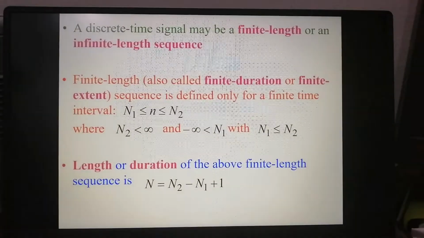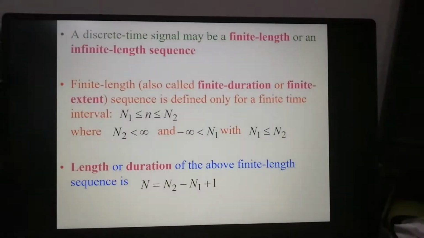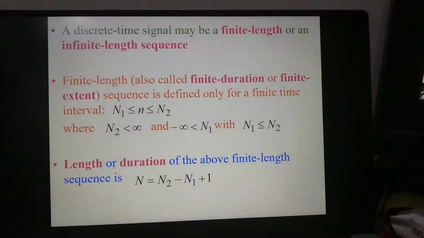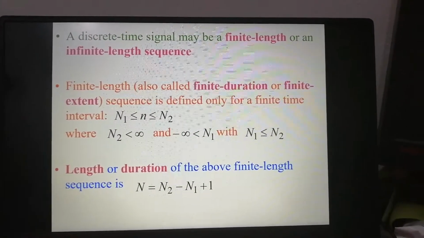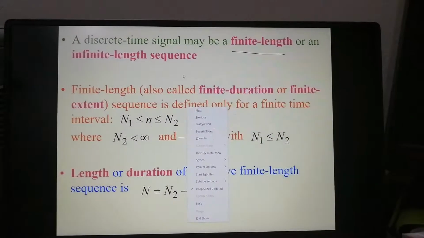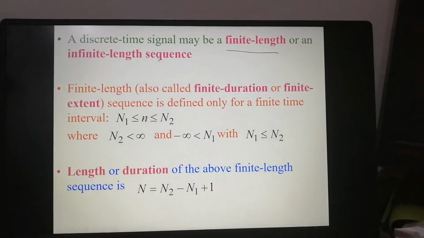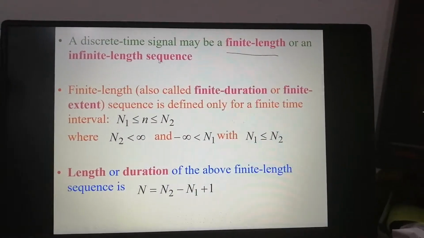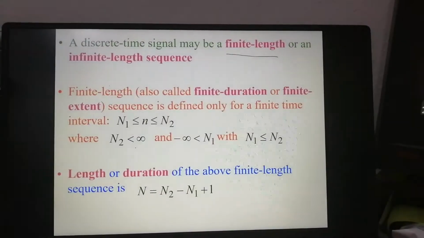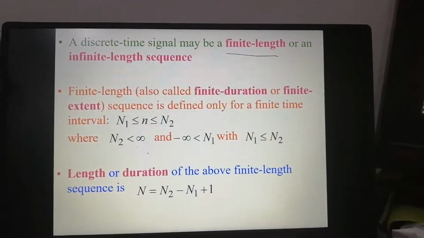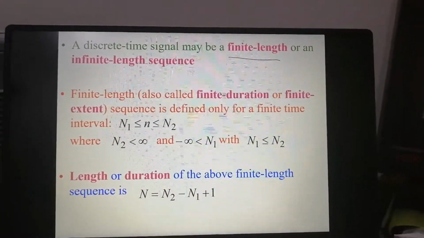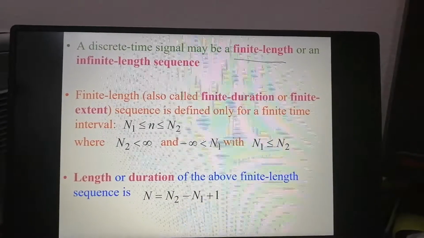Alright. So, a discrete time signal may be a finite length or infinite length sequence. So, finite ni means that dia ada duration yang tidak sampai infinity, okay? Now, infinite length obviously dengan nama dia pun kita tahu infinite, ya. So means that dia punya duration tu is from negative infinity to infinity. Now the finite duration is between n1 to n2, okay.